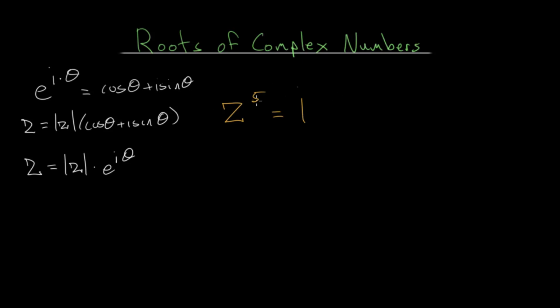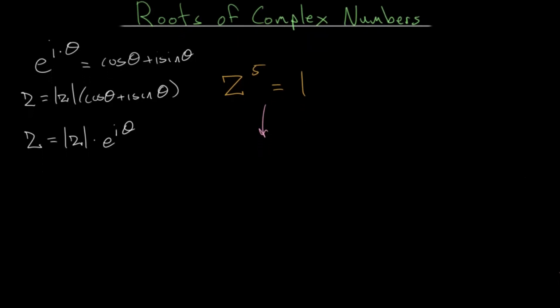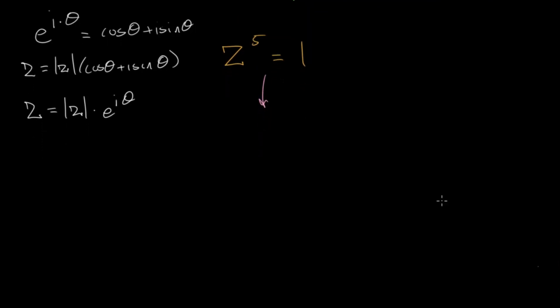So let's start by rewriting both sides of this equation in exponential form using Euler's formula. This right here is what we call exponential form. We have that this complex number z is written as its magnitude multiplied by e to the i theta, all raised to the 5th power. And for this number 1, its magnitude is 1 and its angle is 0 degrees.